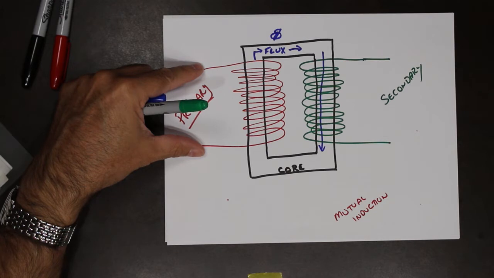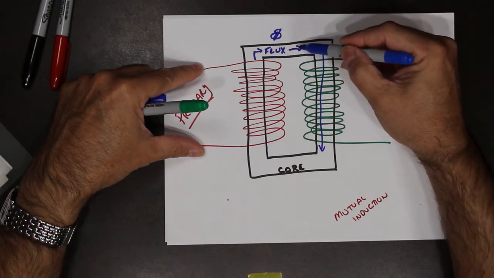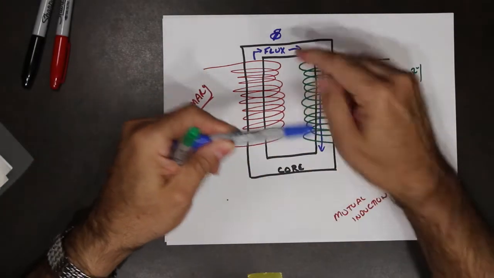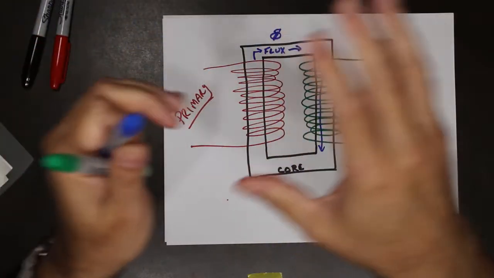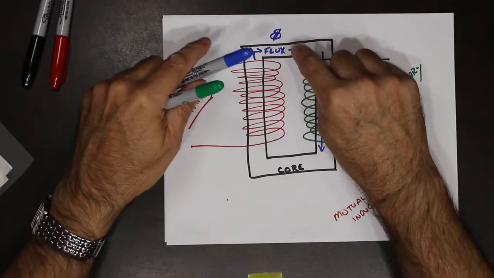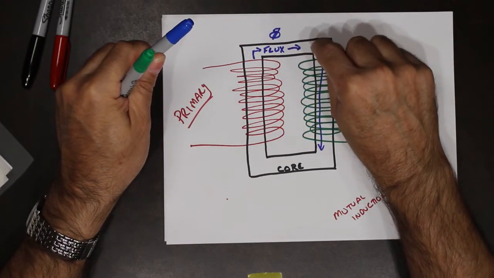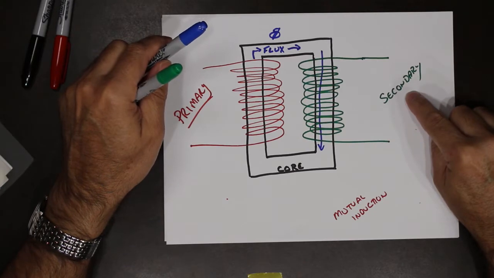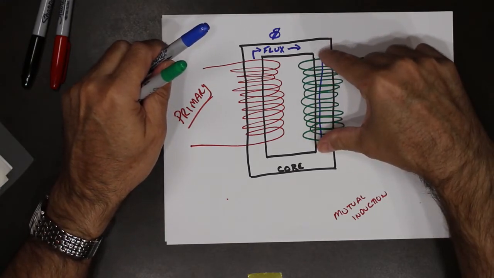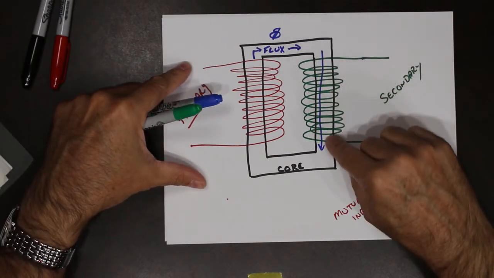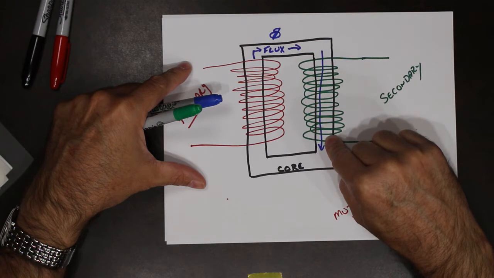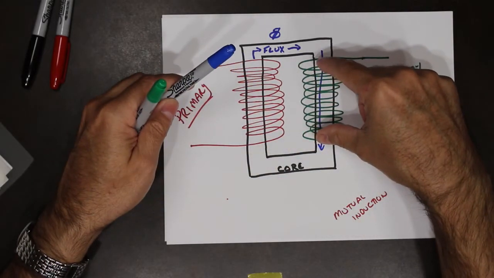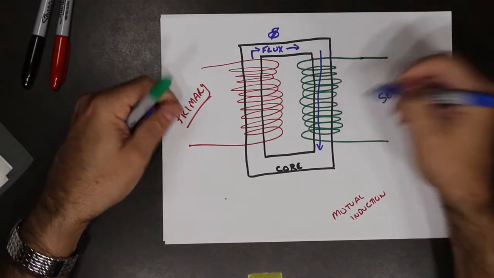When the primary creates a magnetic field, that magnetic field flows through the core. The core's job is to direct the magnetic field. So rather than having the magnetic field scatter in free space, the job of the core is to direct the magnetic field down through the secondary coil. That magnetic field is put through this secondary coil. A voltage is then created on the secondary coil that's related to the strength of that magnetic field.